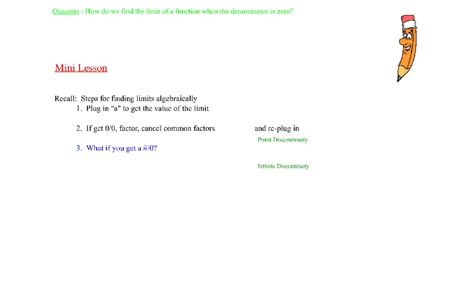Okay, so recall, just like we did in our do now, generally if we write the limit as x approaches a of f of x, and you plug in that a value to get the limit, that's what we always want to do first, plug in. If you get 0 over 0, we have to factor, cancel out the common factors, and then replug in. This is when we get a point discontinuity.